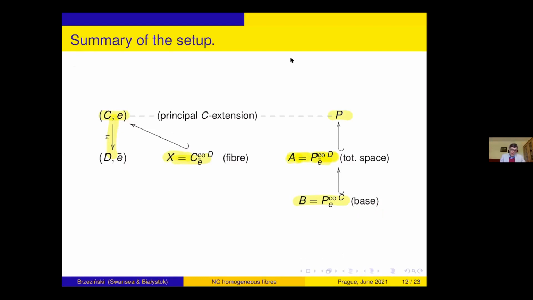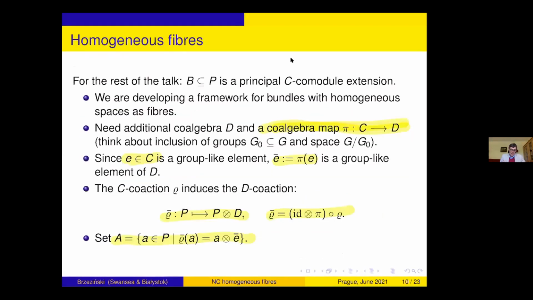So let me go back to the definition. This is just the elements. Okay, so it's the D invariance with respect to this group-like element E bar. Okay, so this is not an algebra.